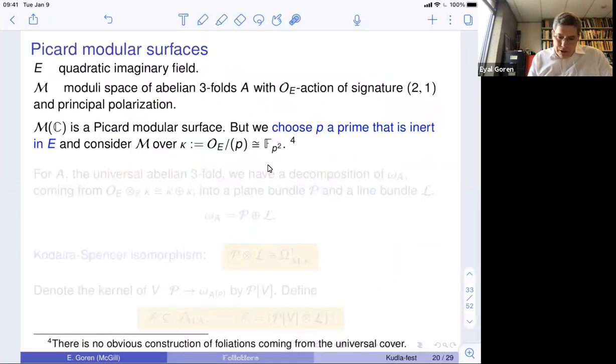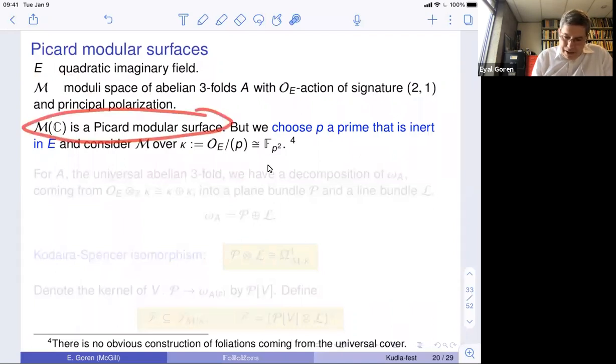Once more, I begin with the example of surfaces, where it's a little bit less technical. We have a quadratic imaginary field E that appeared a lot in this conference. M is the moduli space associated to GU(2,1), if you will. It parameterizes abelian threefolds with O_E action. And I'll take a principal polarization, although that's not important as long as p is relatively prime to the degree of the polarization.